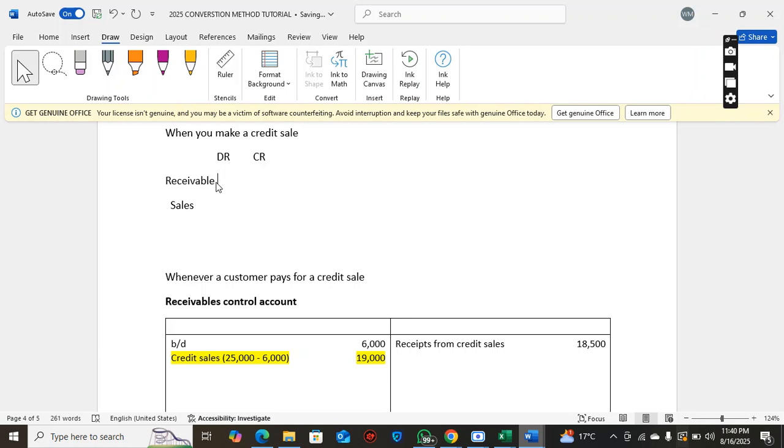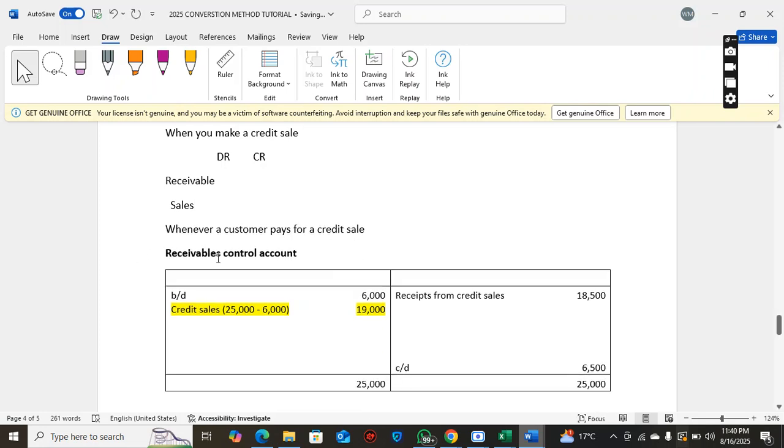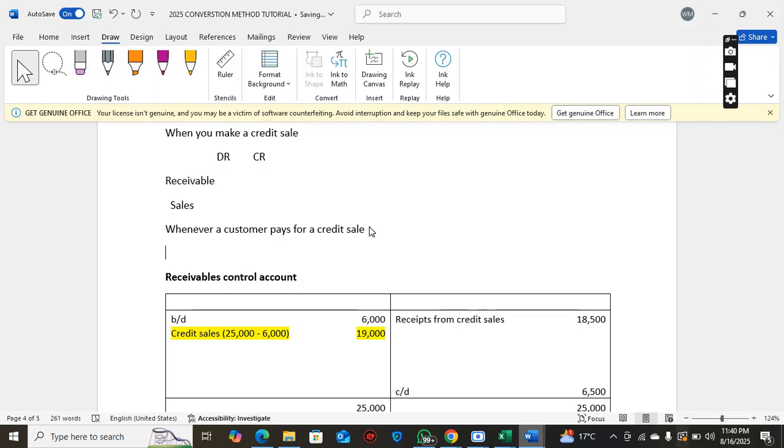So we know that on our receivables control account, our credit sales figure should appear on the debit side. Then the second transaction we need to remember for the receivables control account is whenever a customer pays. If you made a credit sale to someone, the person is owing you, then now they come to pay you. What are we debiting and what are we crediting?